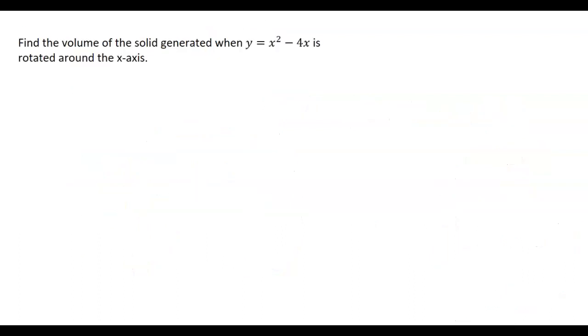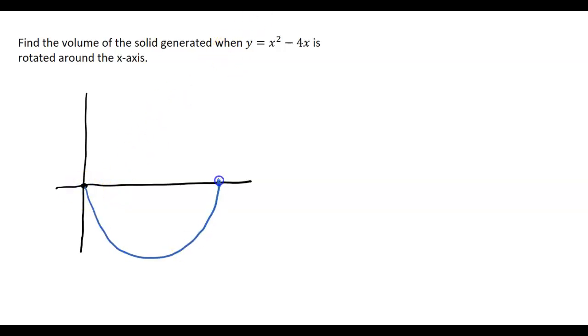Okay, let's do another example. So let's say we're going to take this curve, y equals x squared minus 4x. Now, this curve looks like this. It's a parabola, and it intercepts the x-axis at 0, 0, and 4, 0. And we're going to rotate this thing around the x-axis like that.